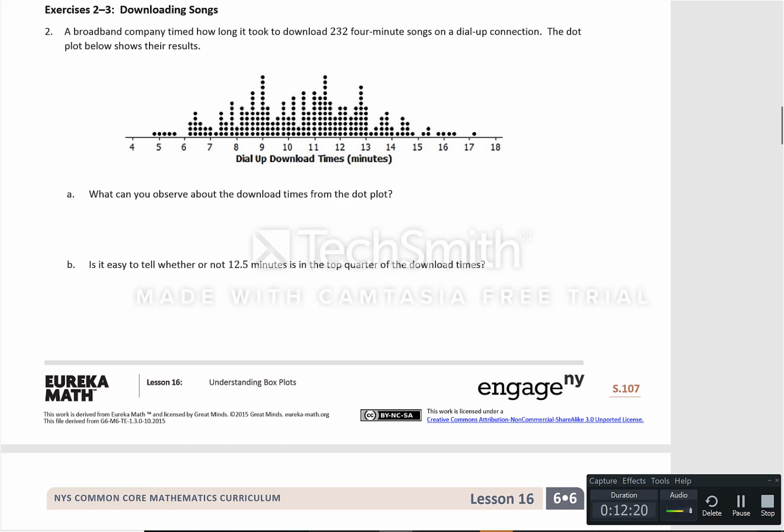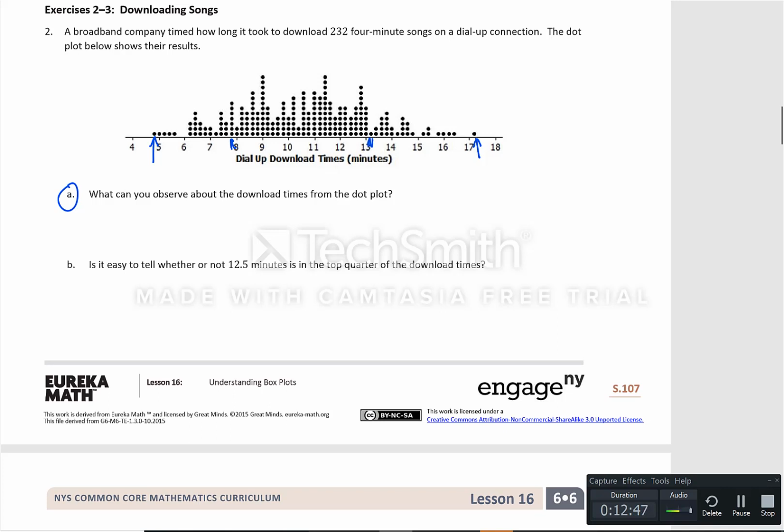So our first question, question A, says, what can you observe about the download times from the dot plot? So the smallest time was a little bit less than 5 minutes, and the largest is a little bit more than 17 minutes. Most of the times seem to be between 8 and 13. So that's where most of my data is.